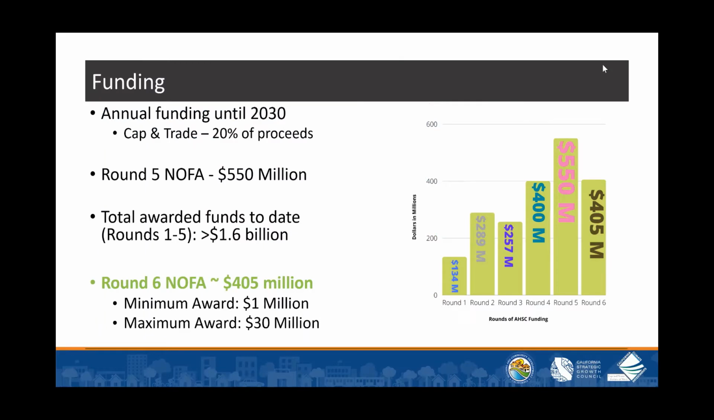Here we show you a chart of the funding. So annual funding until 2030 right now is 20% of the proceeds from cap and trade. In round 5 NOFA, we had 550 million. And we have total award funds to date from rounds 1 through 5 of over 1.6 billion. For round 6, we will have approximately 405 million, of which the minimum award will be 1 million and the maximum award will be 30 million.